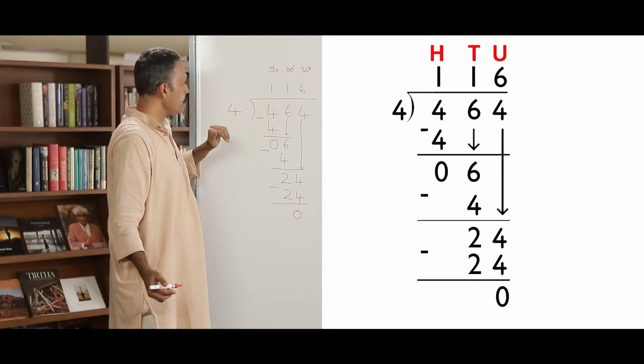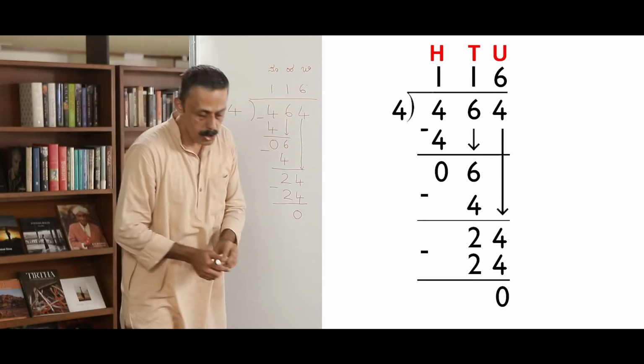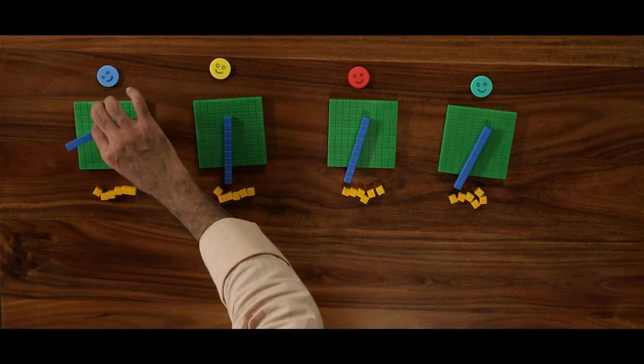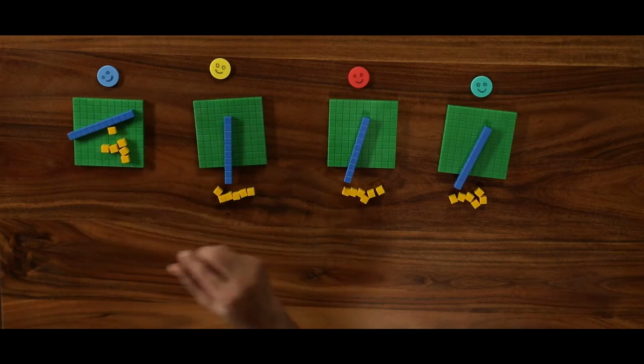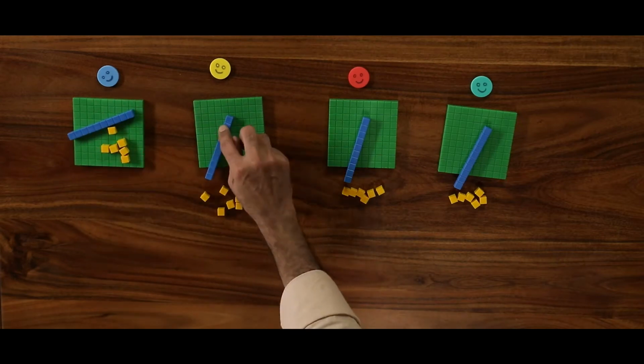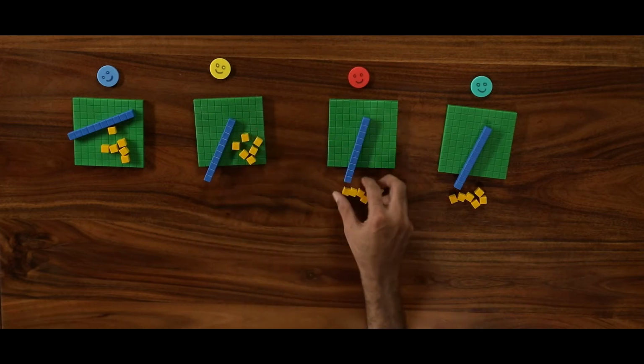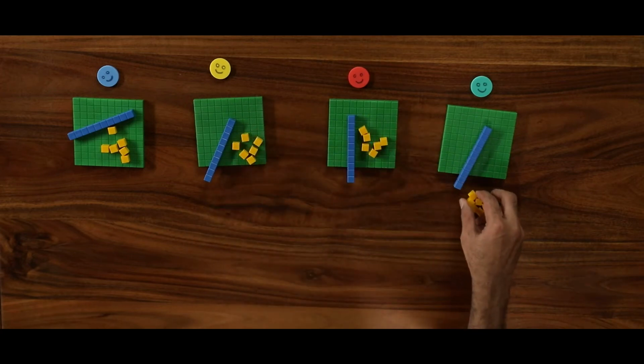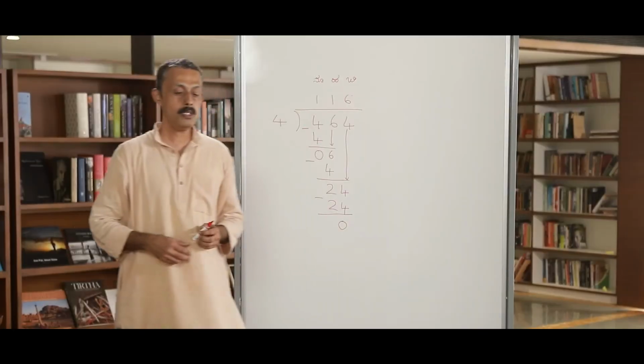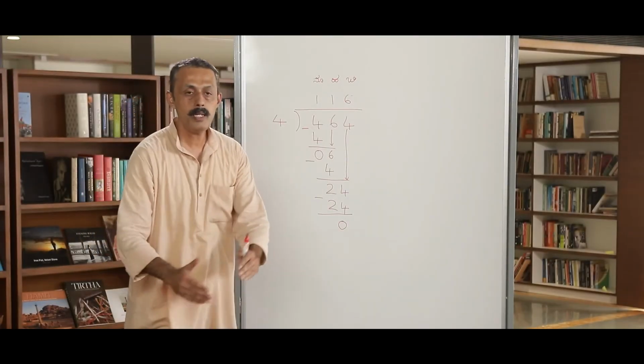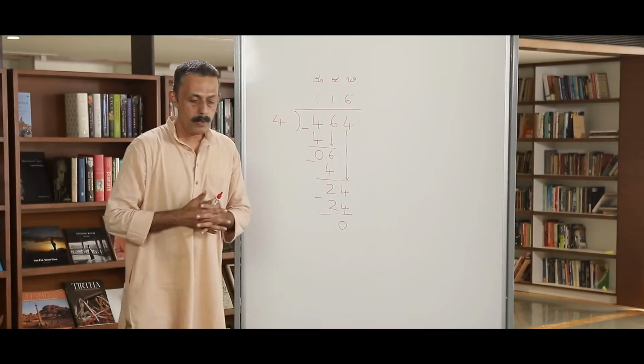116. Abstract form. Let us see what we got in the concrete form. 100, 10 and 6. 116, 100, 10, 6. Everyone got 116. So, we saw this in the concrete stage and in the abstract stage.